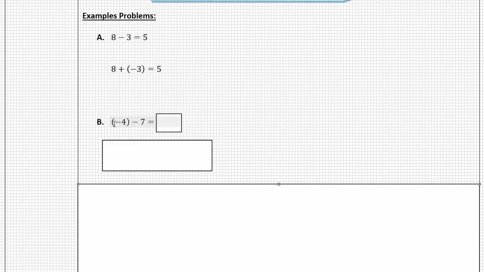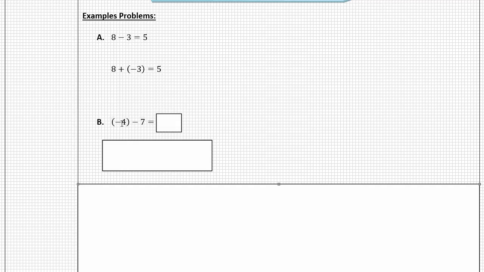Let's try the next one. Here's our second example. -4 subtract 7. Now you could use the chip model, you could think about this on a number line. And with this shortcut, I don't want you to forget how to do that. I just want to show you that this will also work. So think about where you would be.